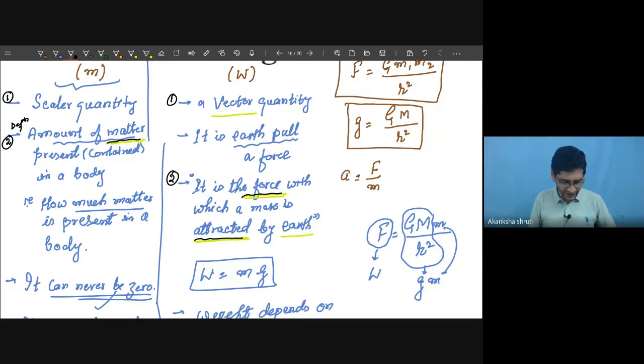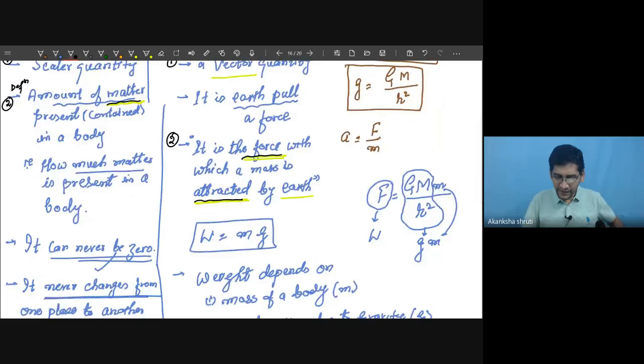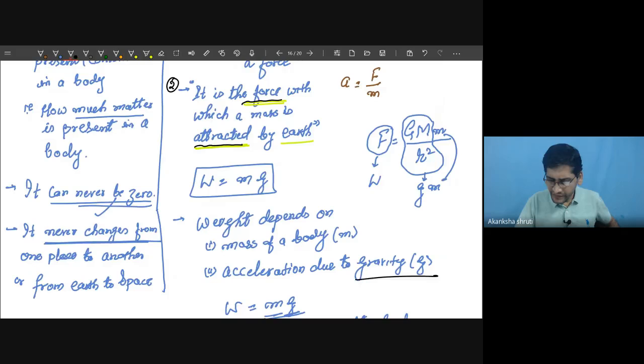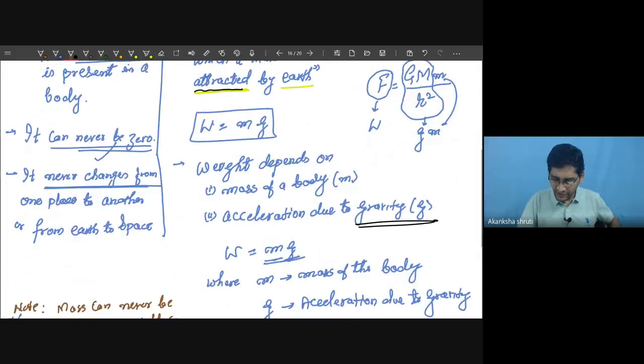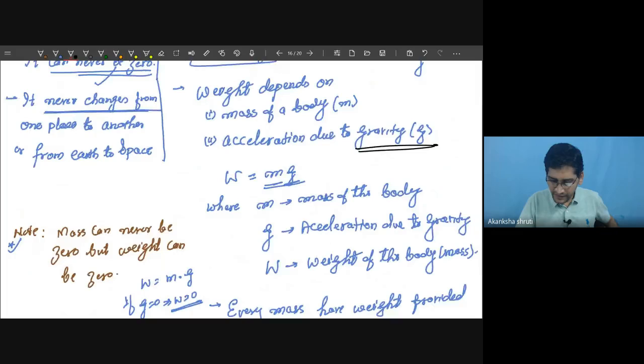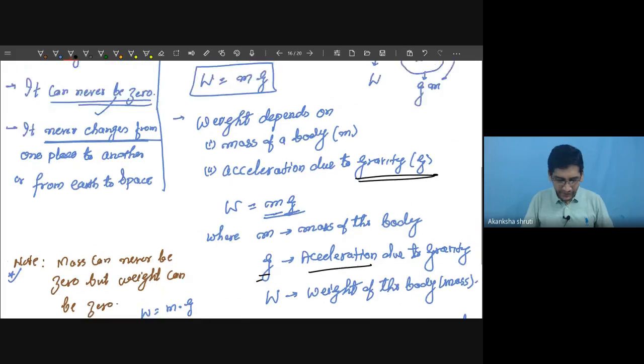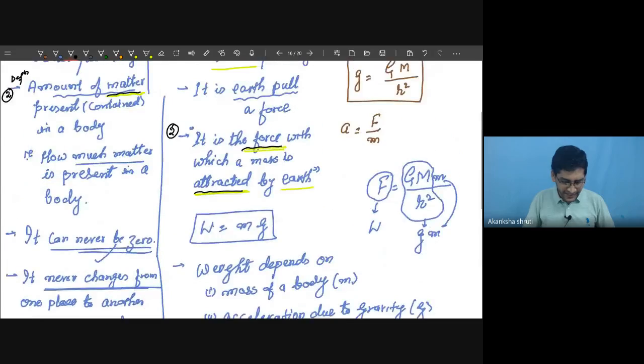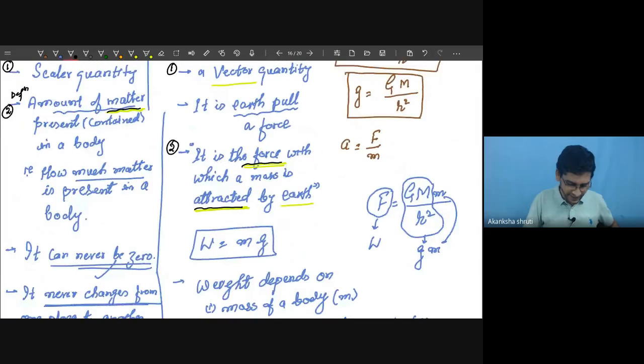So this is the definition that we have to keep in mind. This weight depends on acceleration due to gravity, g. So if the g is 0, the weight can be 0. Okay, so this acceleration due to gravity can be 0, but mass is the matter content, so it can never be 0.